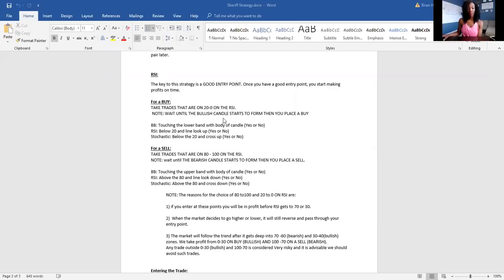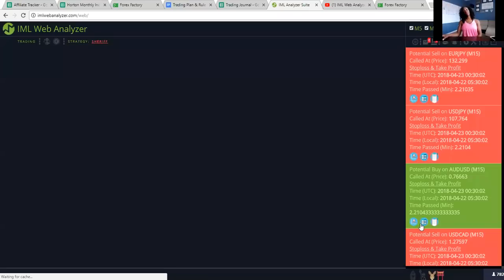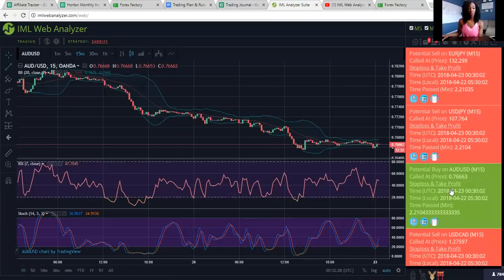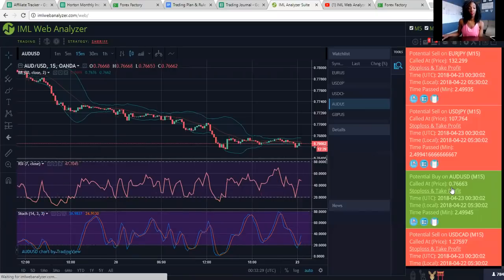Note, wait until the bullish candle starts to form, then you place a buy. So let me go over that for you again really quickly. I believe in breaking this down and giving you very good visual demonstrations so that you understand what to do. So let's go back to, for example, AUD USD. And this was a buy that was called. And we're going to look at the RSI and compare this to the notes that we were just talking about, okay? So this was called on a 15-minute chart, which is excellent.